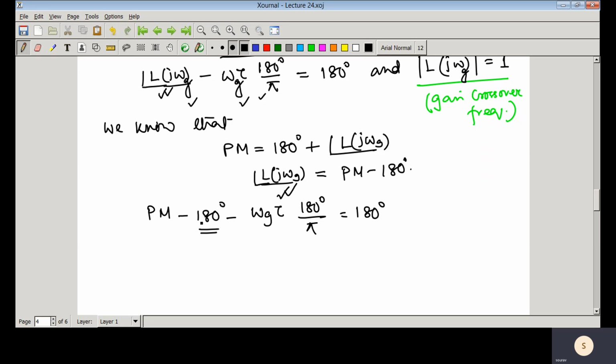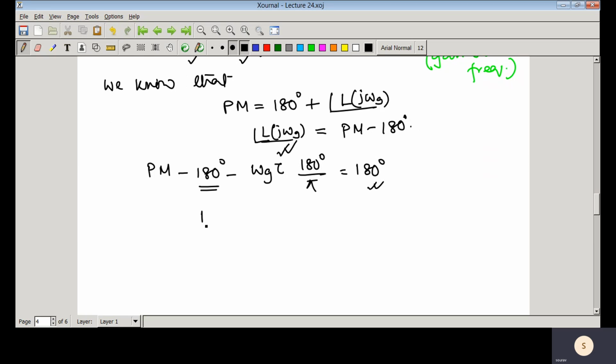Now if you bring this minus 180 degree to the right, 180 plus 180 would be 360, which is nothing but 0. So here we have the relationship that phase margin is equal to omega g tau times 180 degree by pi. Here tau is the delay. So what would be the delay here? The delay would be equal to phase margin divided by omega g, into pi by 180.